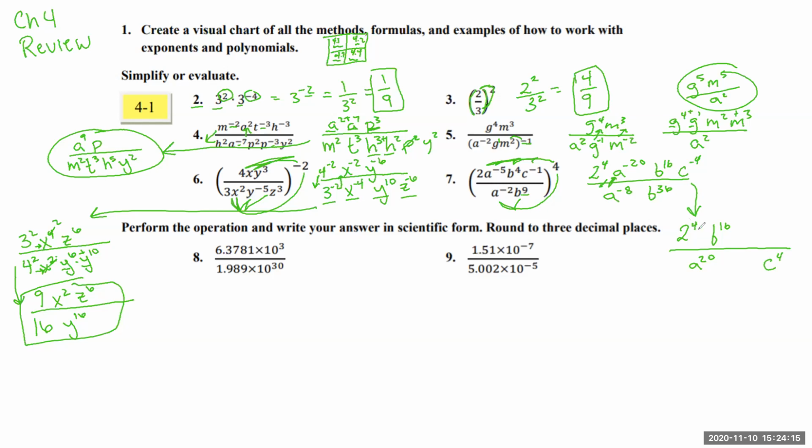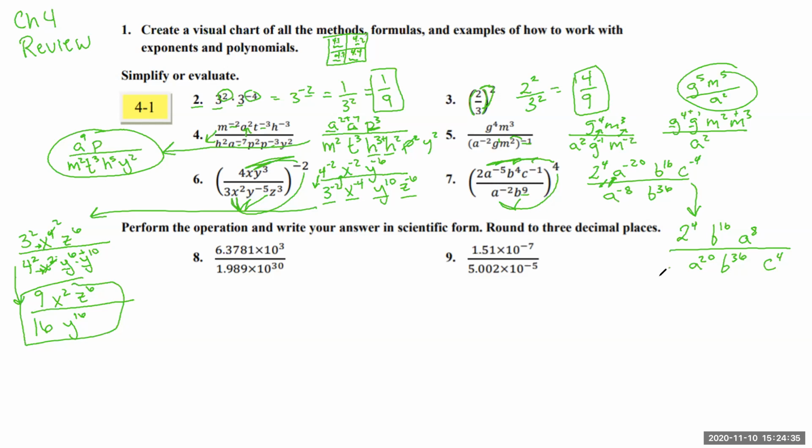A to the negative eighth is negative, so we have to bring it on top to make it positive. So we have a to the eighth, and then b to the 36th is going to stay as such because it's a positive number in the denominator.